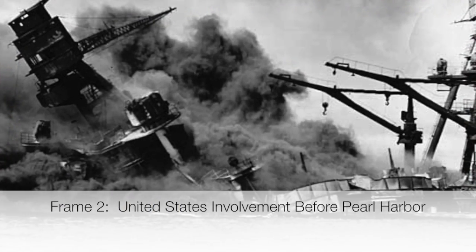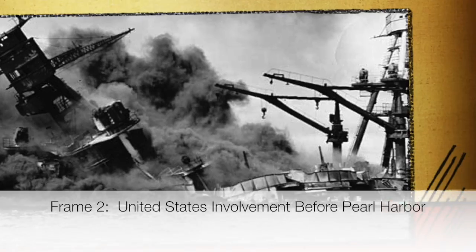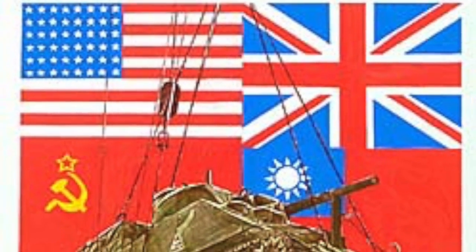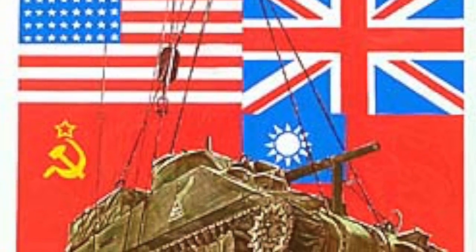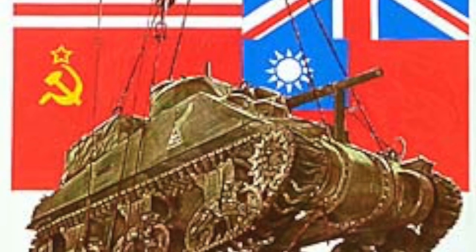Frame 2, the United States involvement before Pearl Harbor. This can include the different things that they did to aid the Allied powers before they directly got involved. That would cover things like the Lend-Lease Act.